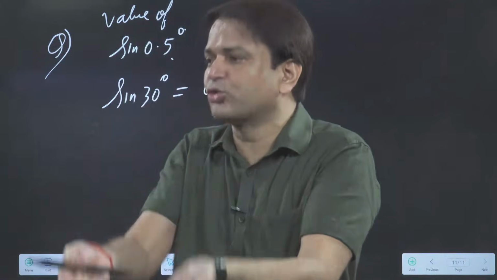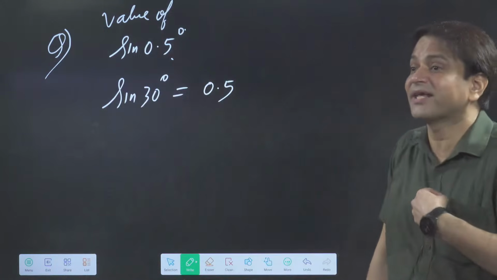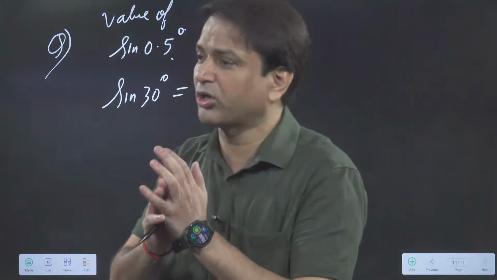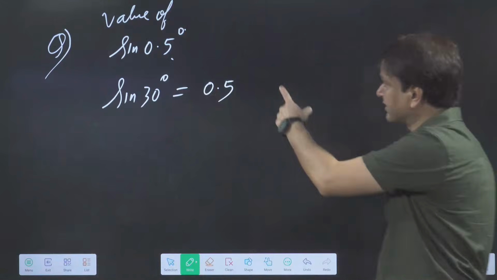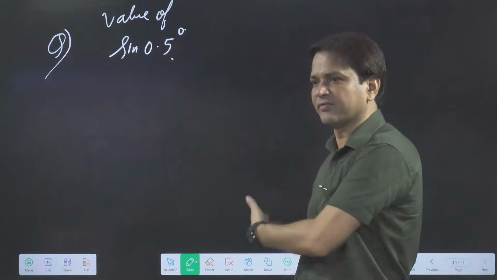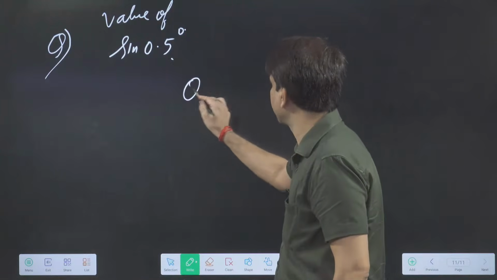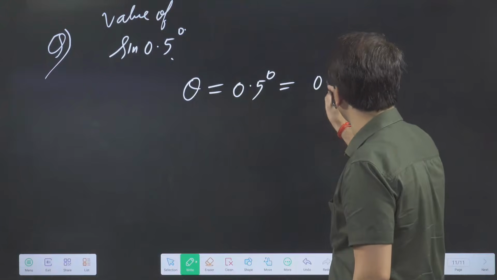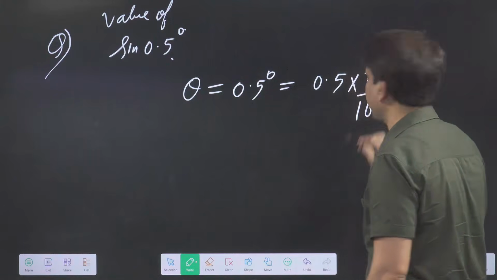So in which unit do we have to put the theta? Radian. When I mention degree, then only we will say degree. Otherwise, the default unit is radian only. So here I gave 0.5 degree. I cannot say directly that 0.5 is 0.5. First I have to convert it into radian. So theta is equal to 0.5 degree, and I convert it into radian by the multiplication factor pi by 180.